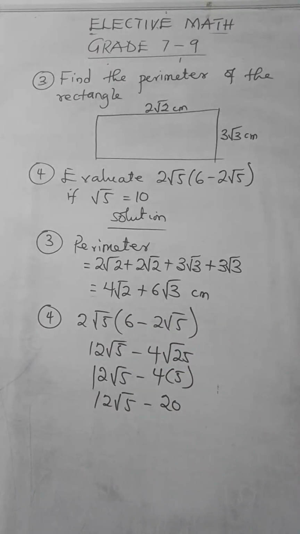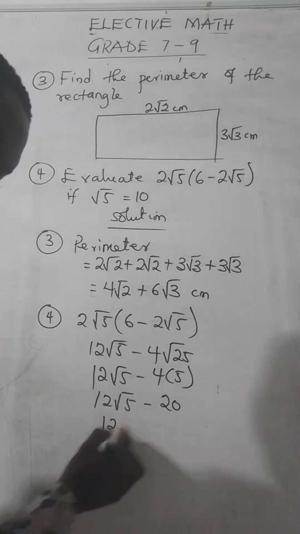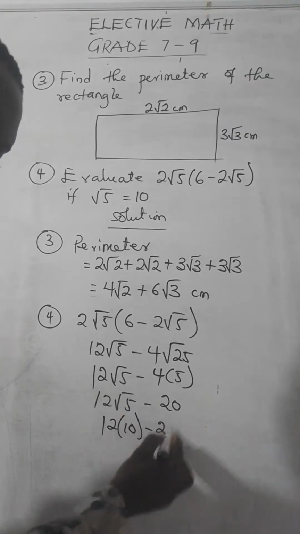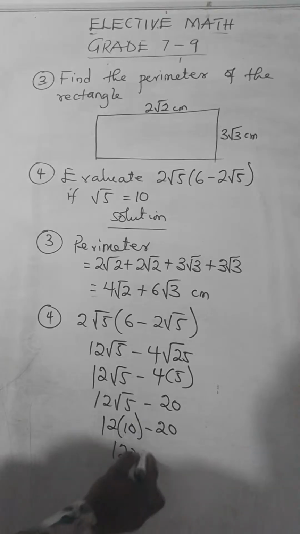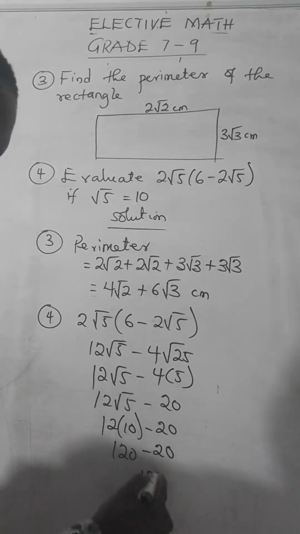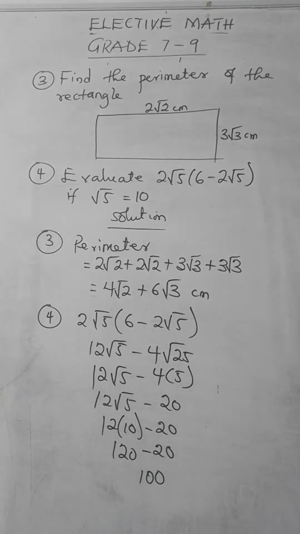But the question says that you evaluate it when root 5 is equal to 10. So we have 12 by 10 minus 20. 12 by 10, that's 120 minus 20, giving us 100. Okay. So that gave us 100 here. Now the next question.